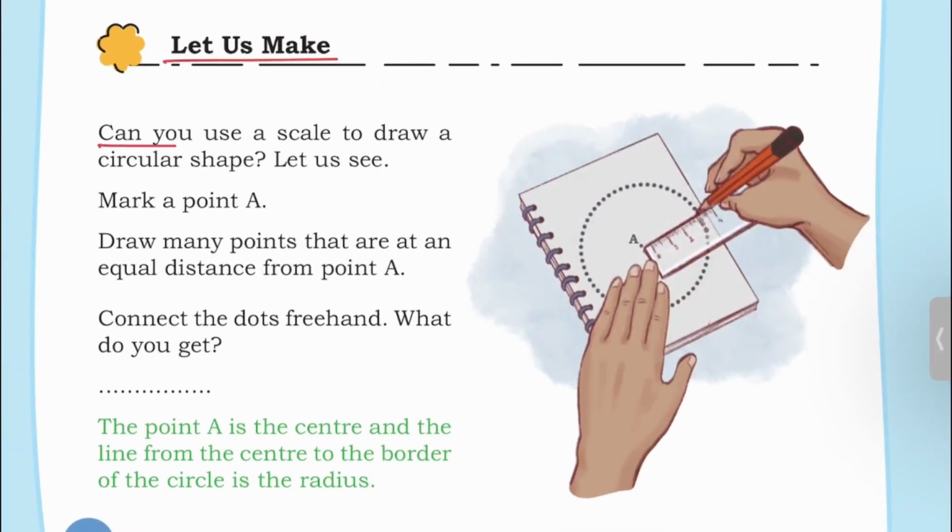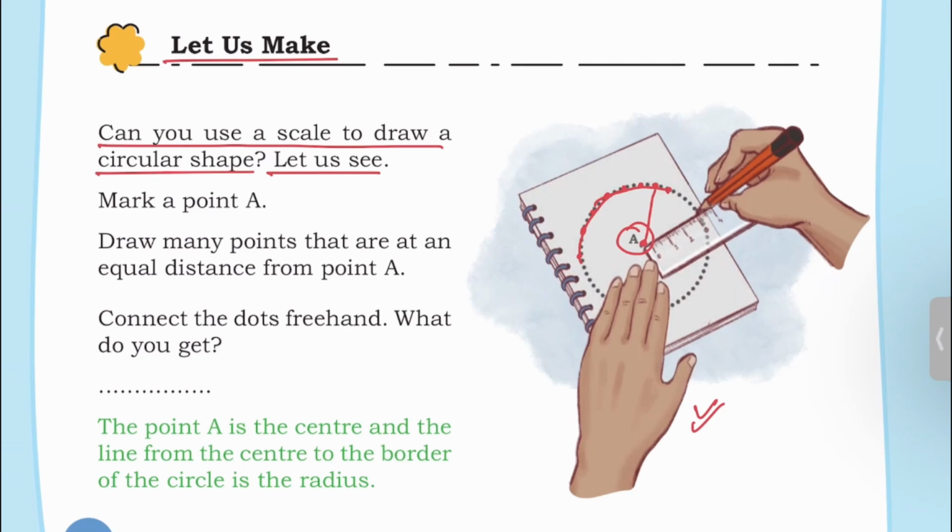Let us make. Can you use a scale to draw a circular shape? Let us see. Here a picture is given in which you can see there is a fixed point A from which various points at equal distance have been drawn around it. So the point A is the center of the circle, and if you join the points on the outer portion, you will get the circle. And the distance between the point A and these points on the circle is known as the radius.